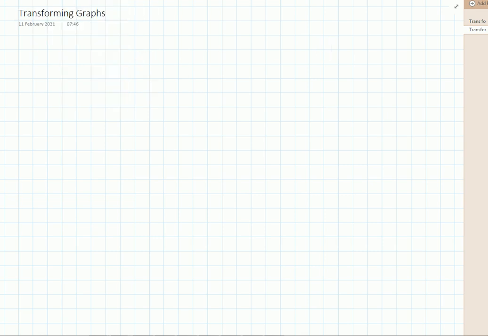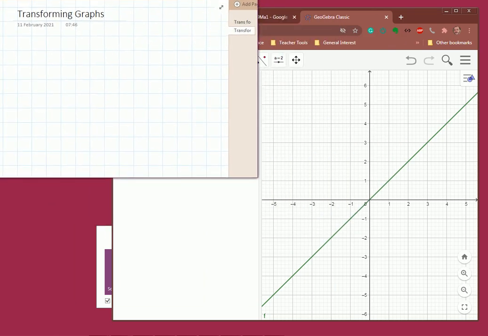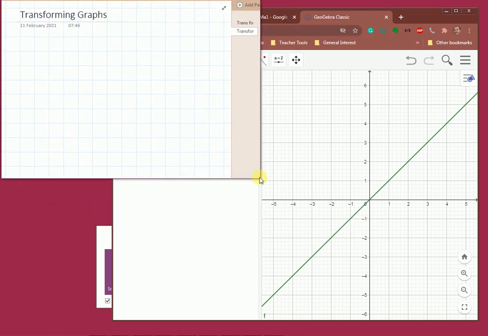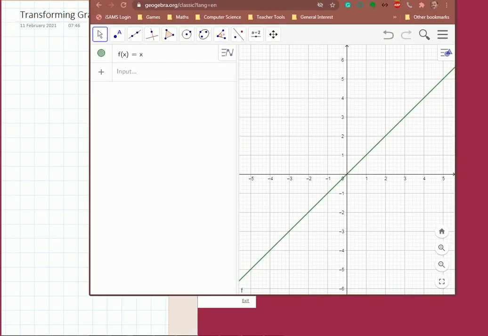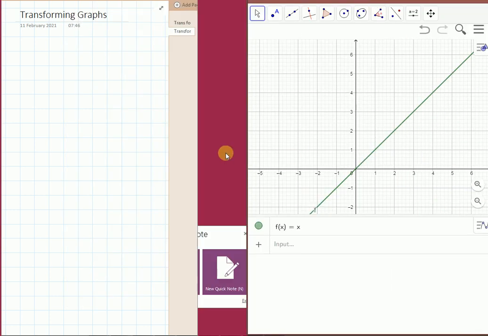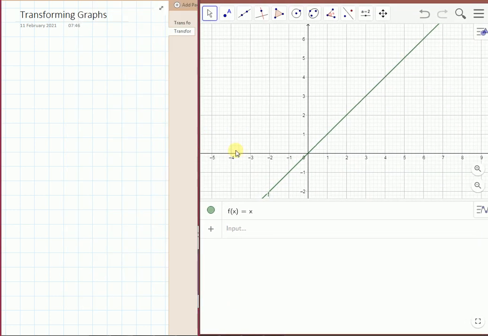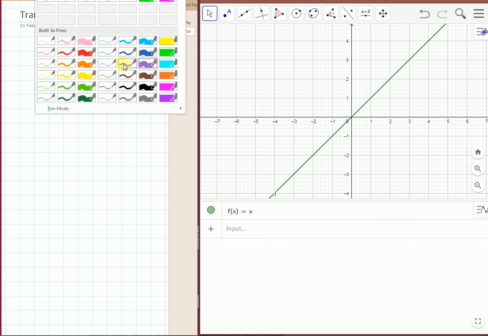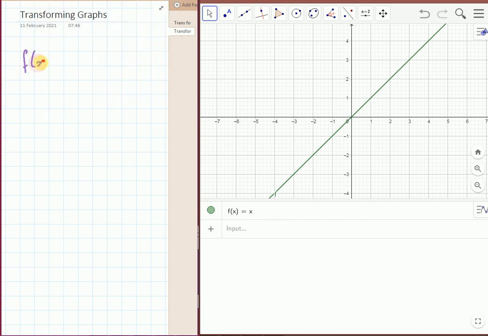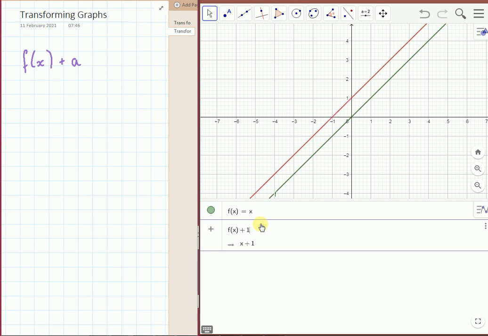So the first thing we're going to look at is the conclusion of what happens when we do f of x plus some number. I'll just scale this so it fits. There's my function f of x, the green one. Remember that in future. So we're doing what happens when I do f of x plus some number a. Now I can put it in. Let's put in f of x plus a.